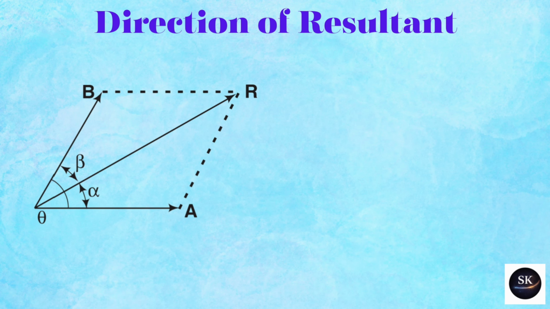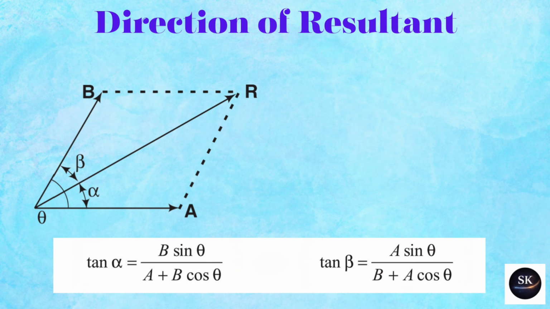Sometimes we might need to find the angle of resultant vector with the vectors that form the resultant. For that, we use the following formulas. If alpha is the angle between vector a and resultant r, then tan alpha is b sine theta divided by a plus b cos theta. And if beta is the angle between b and r, then tan beta is a sine theta upon b plus a cos theta. Here, obviously theta is angle between a and b.